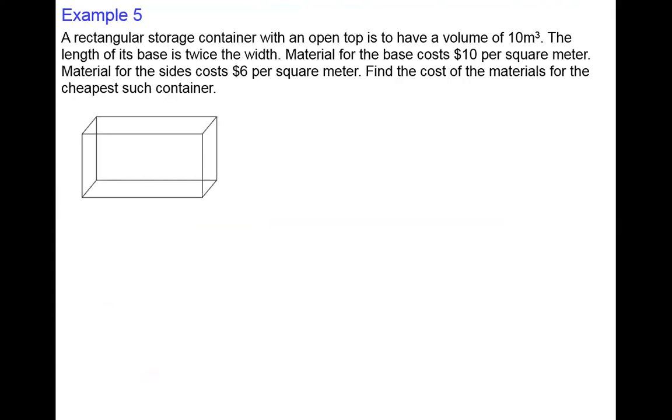Okay, let's keep moving. Oh, price. That's another example. Did I solve this? Okay, I did type, because some of them I was typing, some of them I didn't. But let's see. A rectangular storage container with an open top, again, open top, no top, is to have a volume of 10 cubic meters. Okay. The length of its base is twice the width.